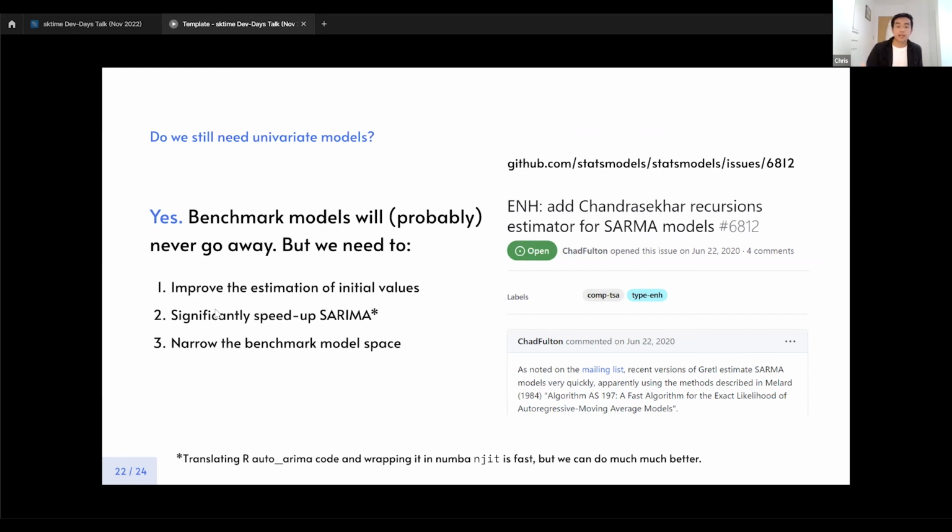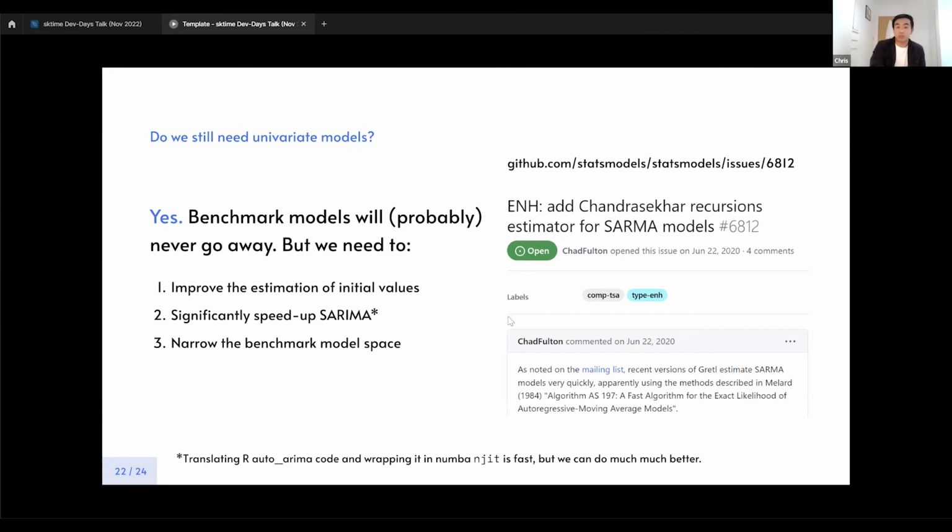And secondly, we still need a significant speedup for SARIMA. As I showed beforehand, SARIMA, unlike the other benchmark models, ETS, STL, and Theta, has an extremely variable execution time between 3 and 60 seconds. And this scales almost exponentially depending on the number of orders, so the number of AR components and MA components. More on this later. And lastly, we need to narrow the benchmark model space, but I don't think I have time to go into that. If you want to know what that's about, ask me in Q&A.